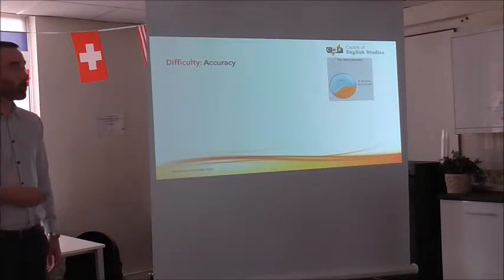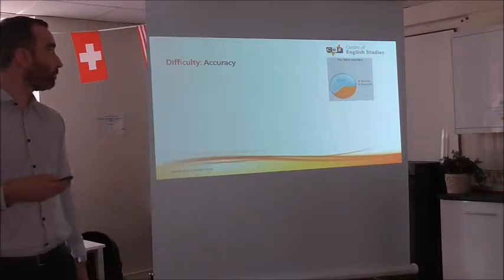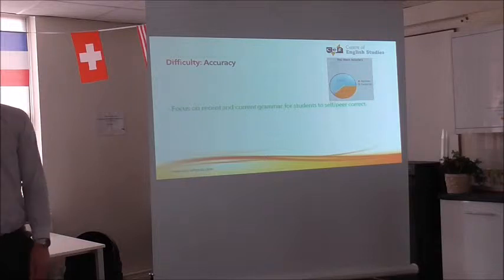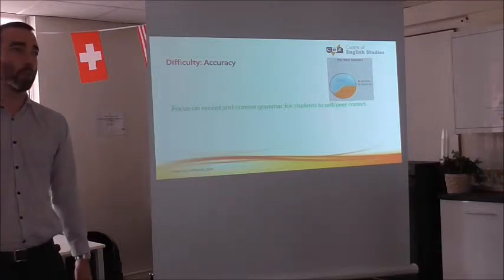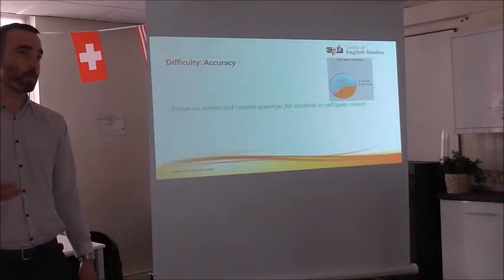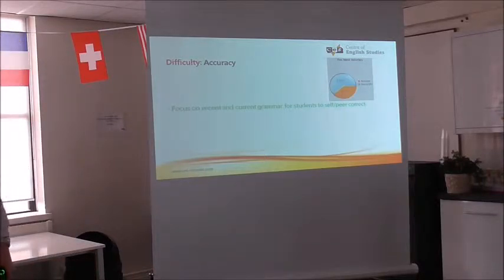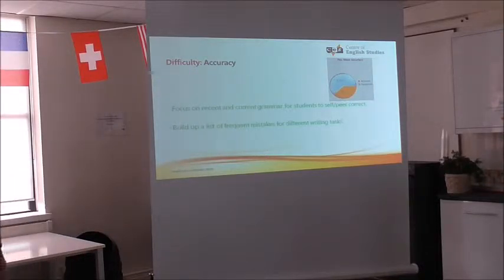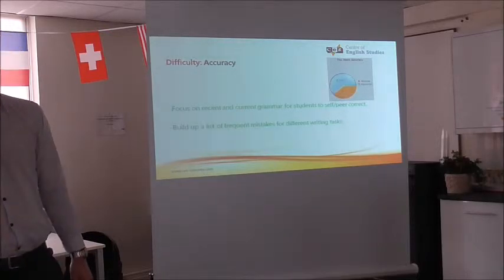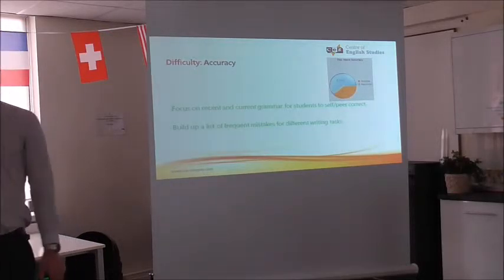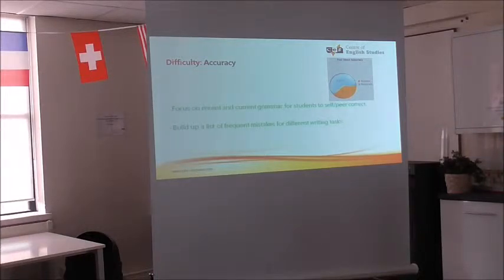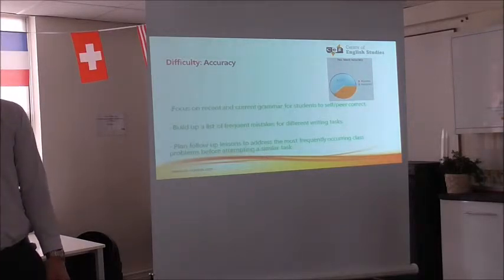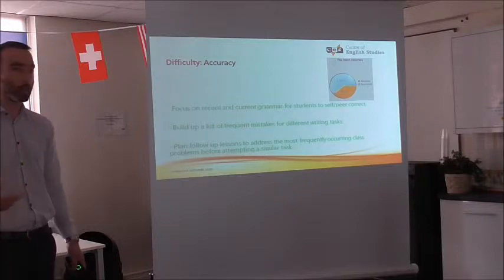So, with accuracy, it's all about the support we give the student. So, if we're writing, we can focus on recent and current grammar. So those of you who are teaching IELTS, maybe if we're doing a task 1 on process, we can focus on passive structures and have the learners peer correct or self-correct, focusing on that. We can build a list of frequent mistakes for different writing tasks. So if we're looking at formal writing, maybe cover letters, we can ask the students to focus on contractions. Are they using contractions when they shouldn't be? And then if we're seeing similar mistakes with a group of students, we can plan a lesson just to focus on these mistakes before their next attempt to write.